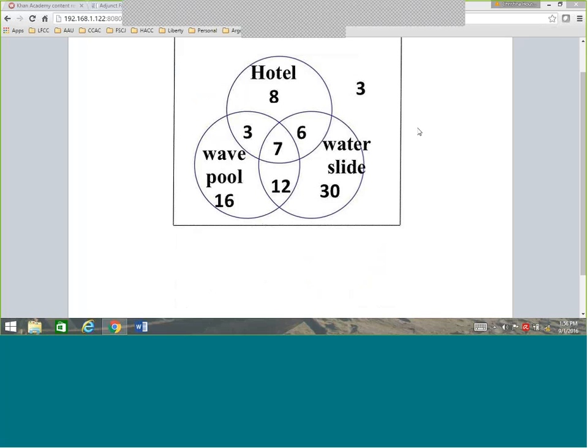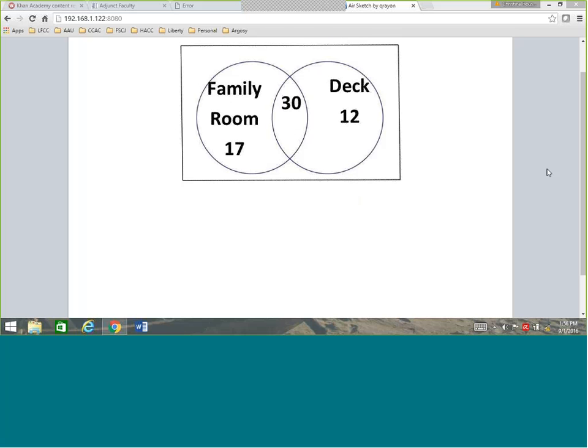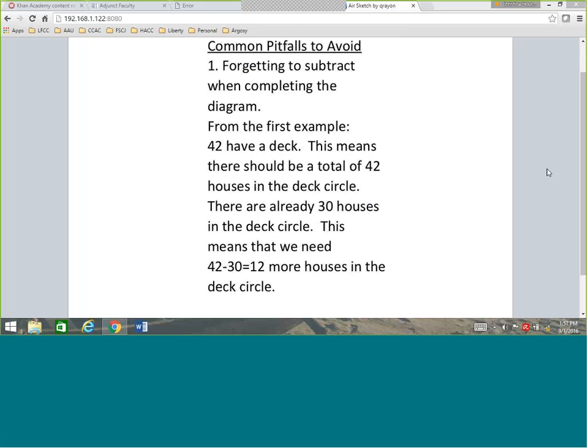So let's take a look at some common pitfalls to avoid with doing these problems. First common pitfall is to forget to subtract when completing the diagram.